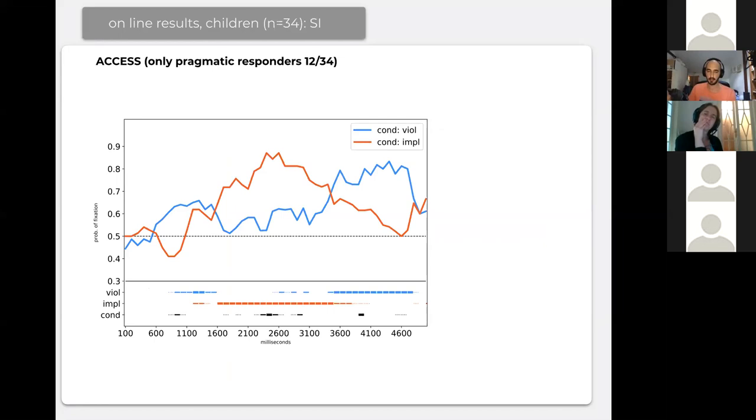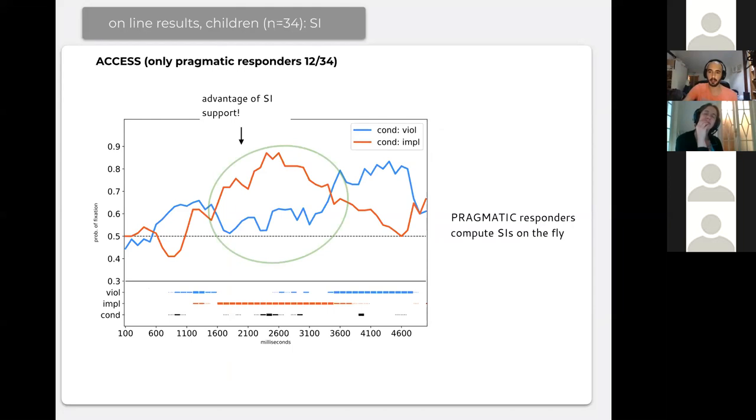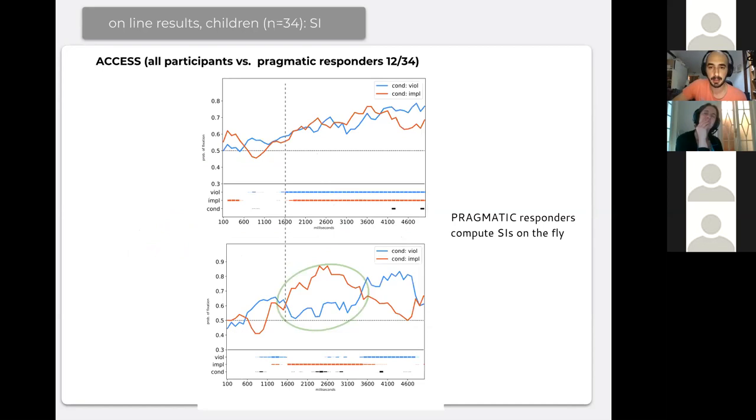And then again, red line, implicature support, blue line, implicature violation. And you finally see that there is a steep increase in their looks to the target. And again, we find the nice superiority effect of scalar implicature support. So this suggests that yes, at least a subset of our children derived the implicature, and they did it on the fly, right? And if you compare all the children to only the pragmatic responders, the difference is quite clear.